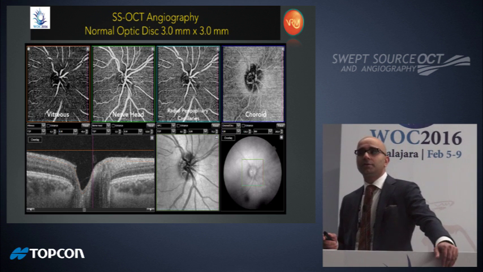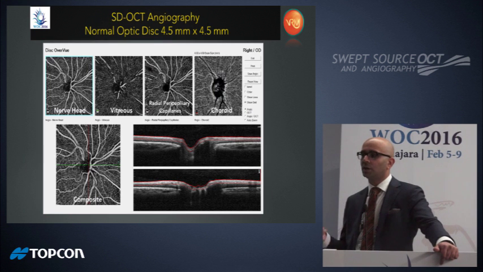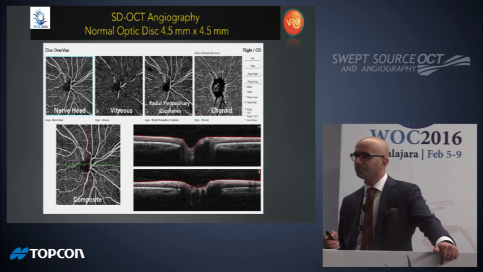And now all these devices also do a really good job of the optic disc. So here's an example of the 3 by 3 millimeter view of the optic disc. Again, vitreous, nerve head, the radial capillary, peripapillary capillaries, of course, and then finally the choroid. And again, we can see that it does a nice job in a 3 by 3 fashion. And then in spectral domain, we have a similar presentation of the optic disc.